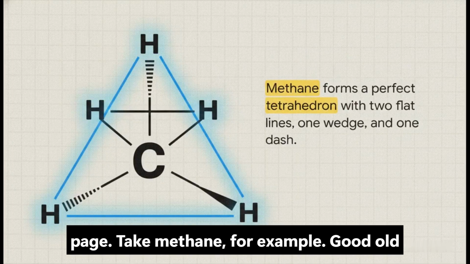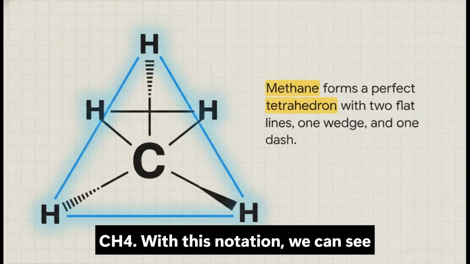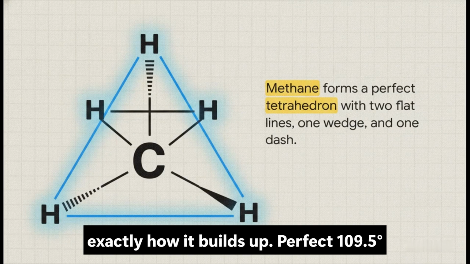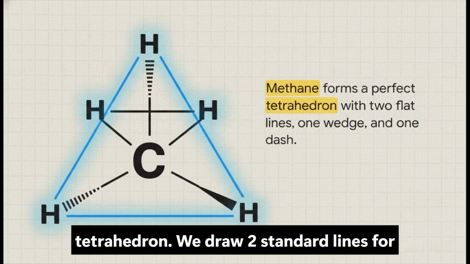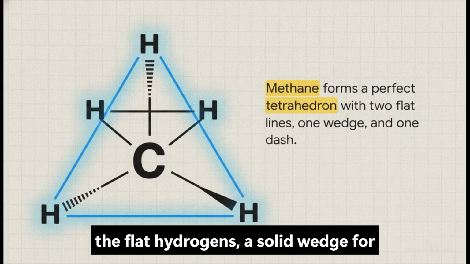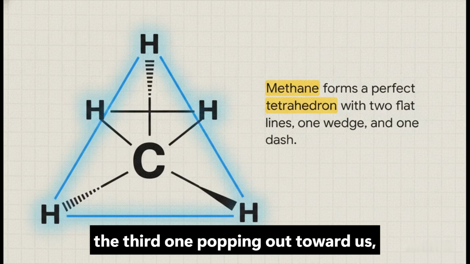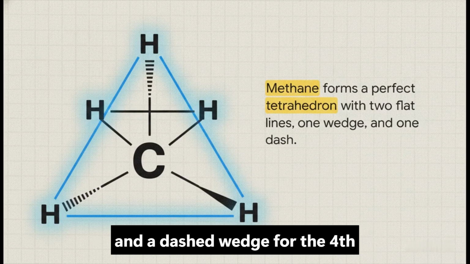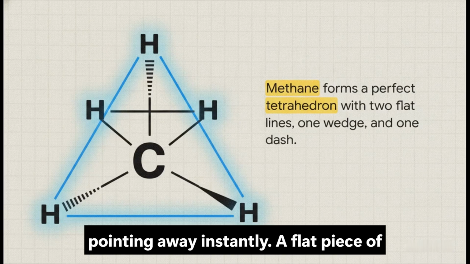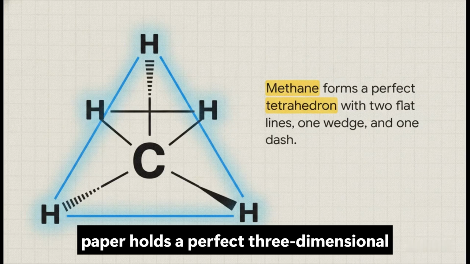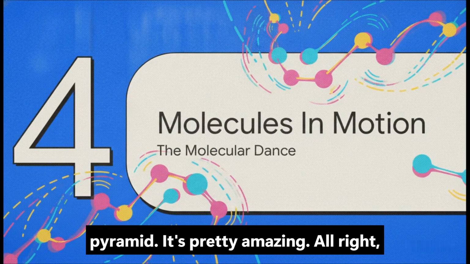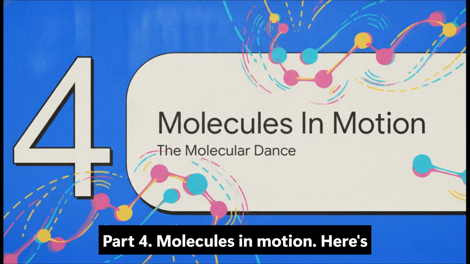Take methane, for example, good old CH4. With this notation, we can see exactly how it builds a perfect 109.5-degree tetrahedron. We draw 2 standard lines for the flat hydrogens, a solid wedge for the 3rd one popping out toward us, and a dashed wedge for the 4th pointing away. Instantly, a flat piece of paper holds a perfect 3-dimensional pyramid. It's pretty amazing. All right, part 4, molecules in motion.